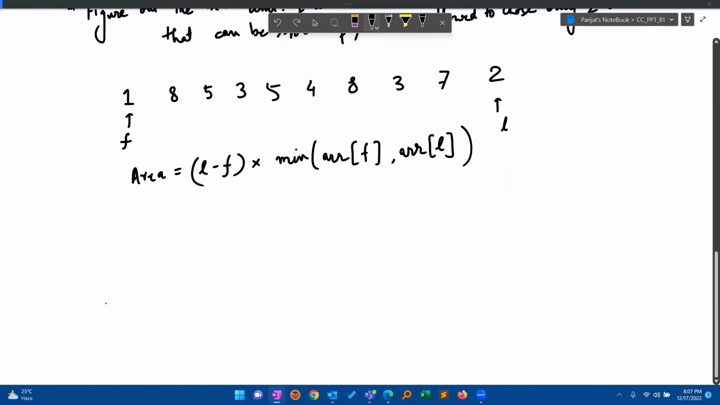So to concretize the algorithm, we keep one pointer at the beginning. We keep one pointer at the end.